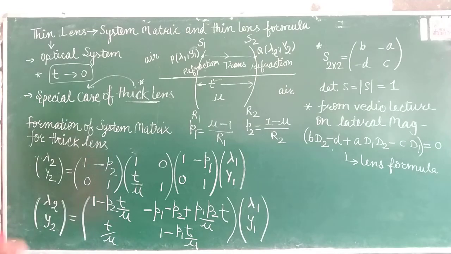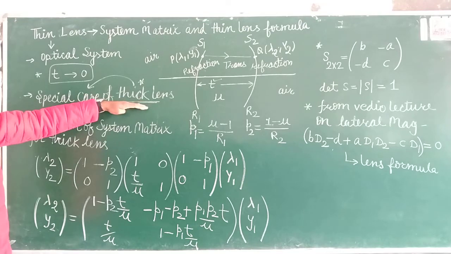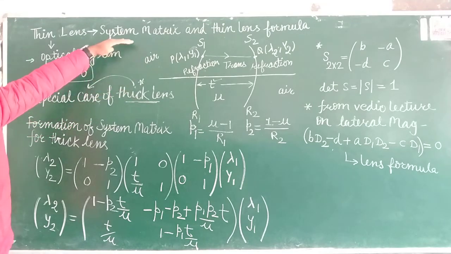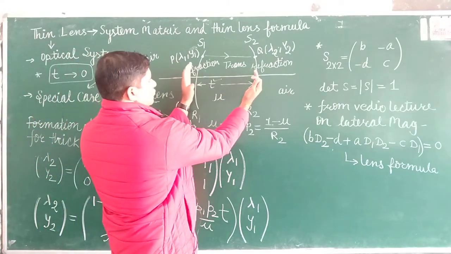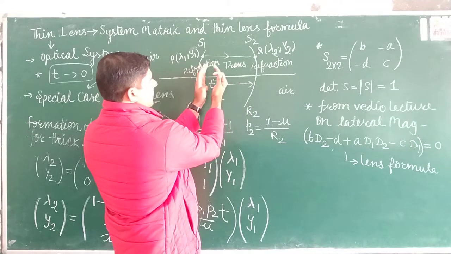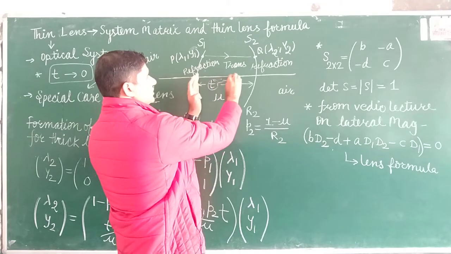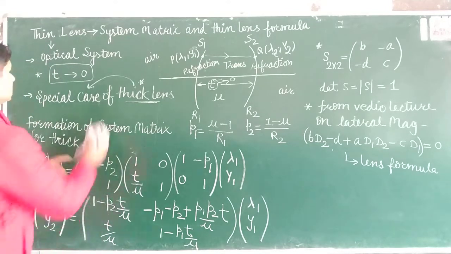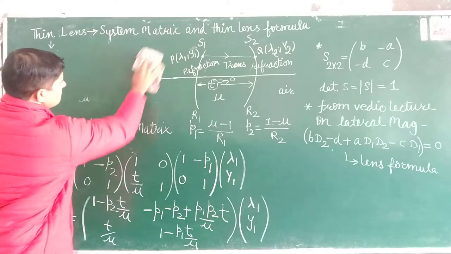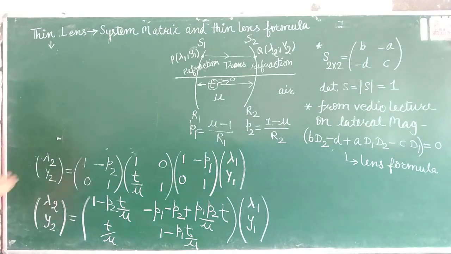Okay, so now we have obtained the system matrix for the thick lens, and we are to convert this system matrix of the thick lens into the system matrix of the thin lens. So how can you convert this thick lens into a thin lens? You have to reduce t to 0. So if you put a limit here, let me write the system matrix for the thick lens first, and then apply the limit t tends to 0 to obtain it.